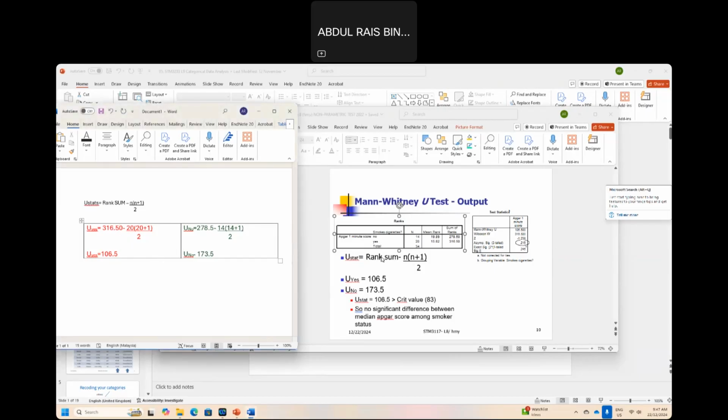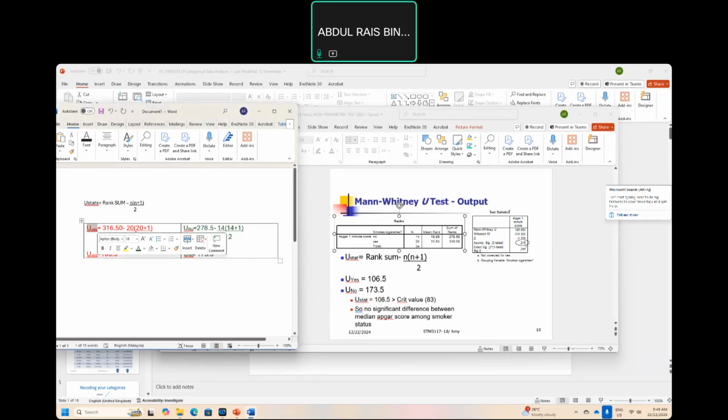Okay, this is the formula and this is how it's going to be calculated. For the U statistic for yes, let's see where we get it. 316.50 we take here, the column sums of ranks. And then the n, we get 20 through here. We put it in the brackets plus 1. And when you do the calculation, we will get 106.5.